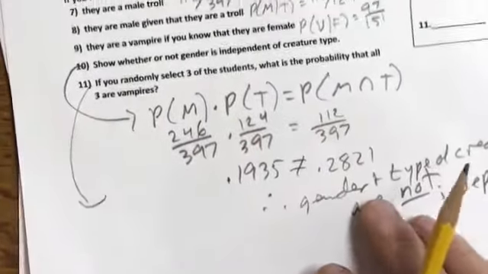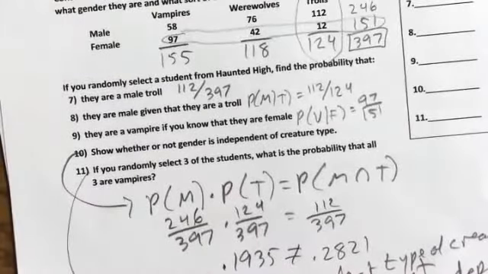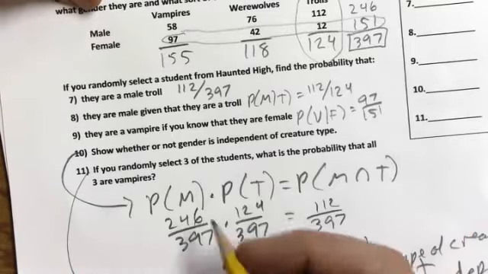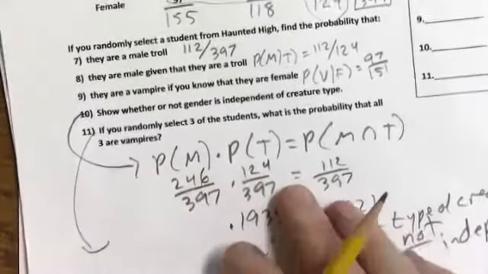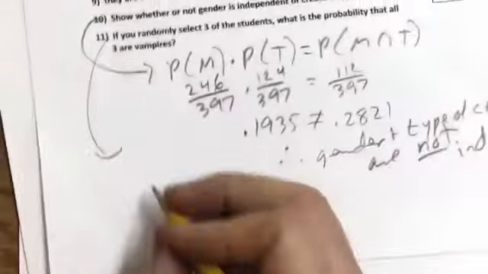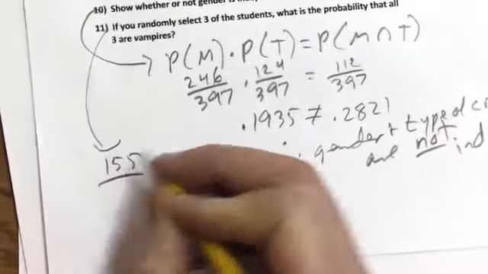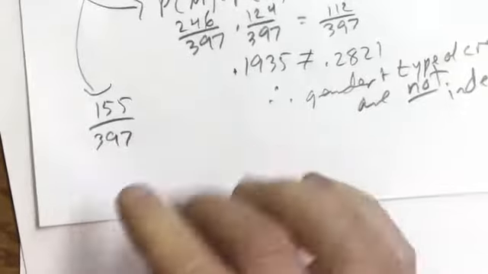All right, number 11. If you randomly select 3 of the students, what's the probability all 3 are vampires? So this is a multiple event. Remember, with a multiple event, you multiply. So first of all, what's the probability that the first one's a vampire? Well, there's a total of 155 vampires out of 397 creatures.